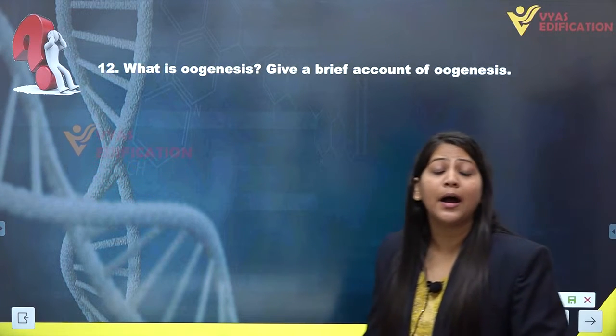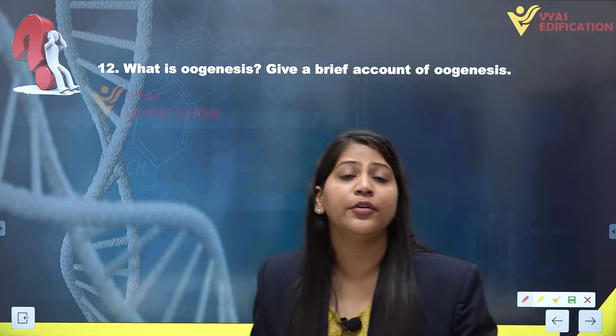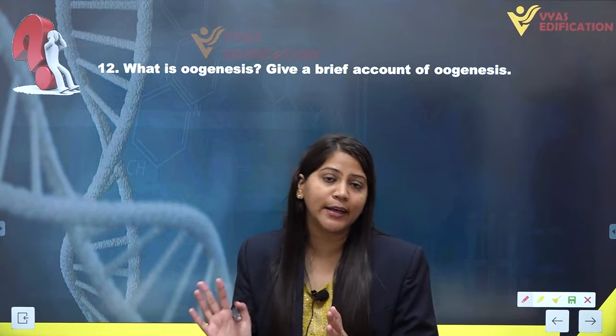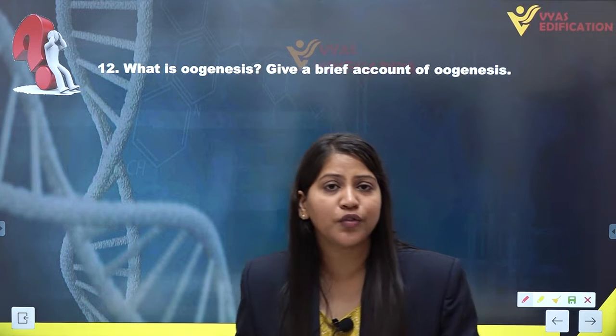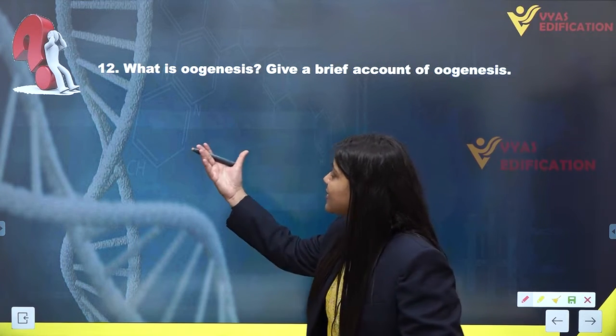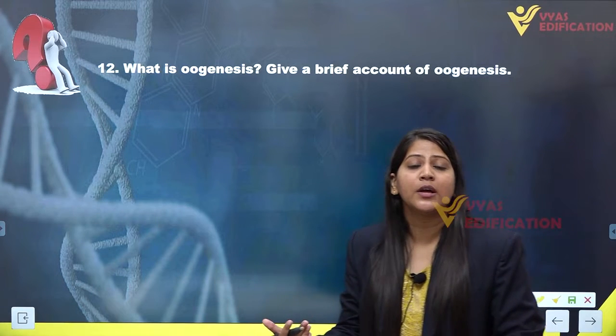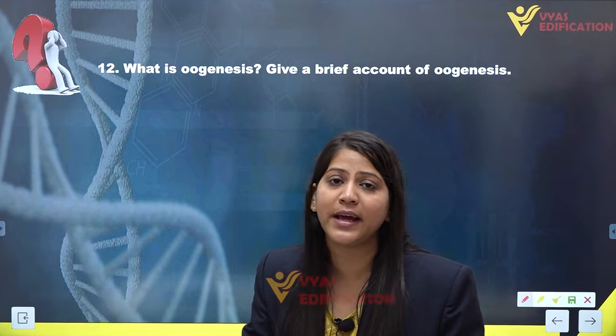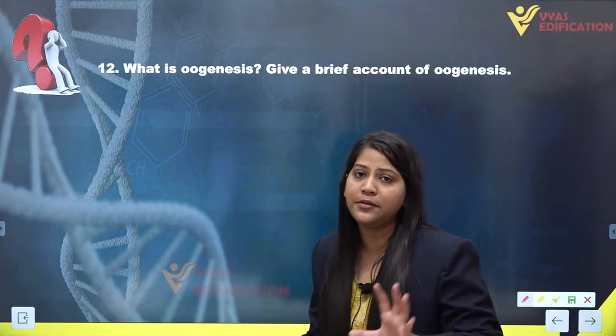Oogenesis is a process of formation of ovum, or formation of egg cell, inside the ovaries of a female. So oogenesis has a simple definition: it is just a process by which the formation of ovum, or the formation of egg cell, takes place inside the ovaries of a female.